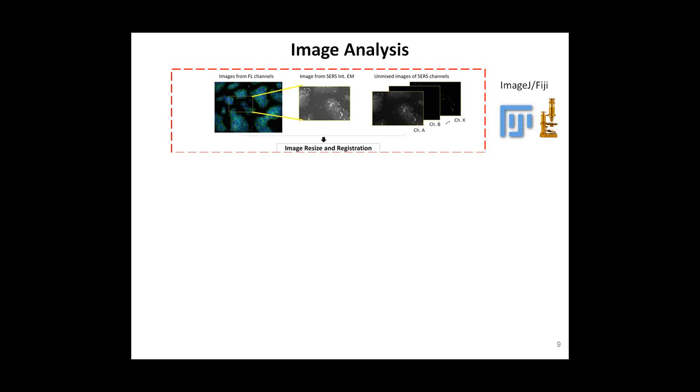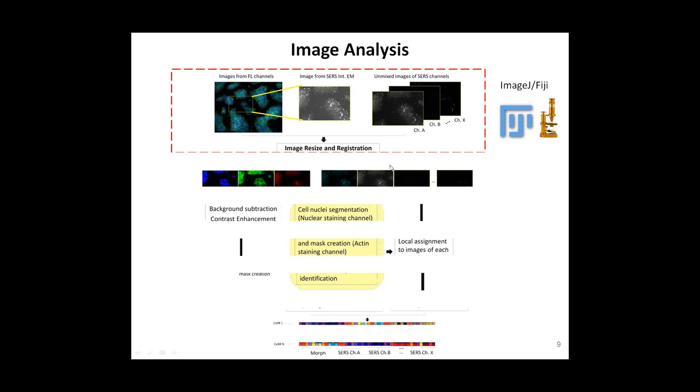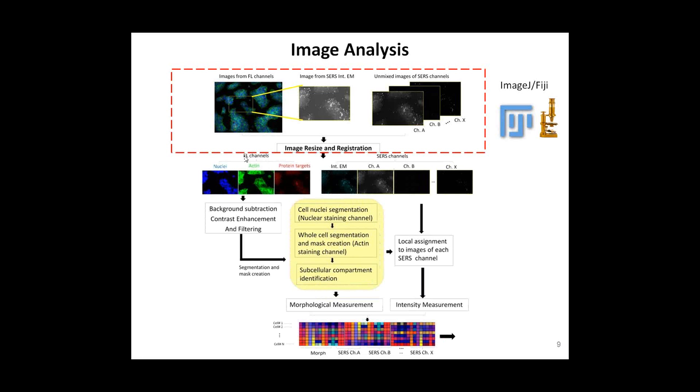So we have to do registration first. All of these steps are implemented in ImageJ or Fiji. After that, we have fluorescent channels and SERS channels. For the fluorescent channels, we use them for mask creation. First we go through a bunch of filtering processes, background subtraction, to segment out the cell nuclei, the whole cell, and the subcellular compartment.